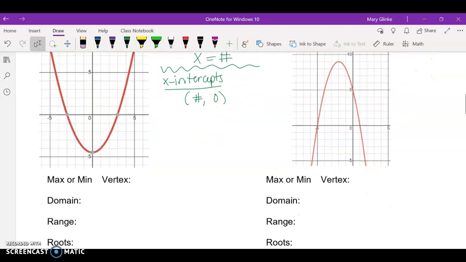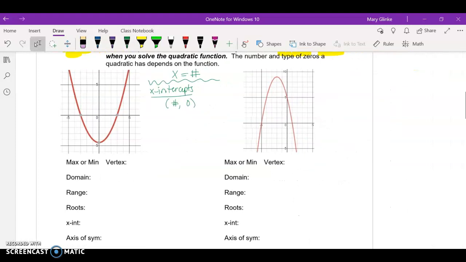So let's take a look at a couple examples here, and we're going to find all of this information based off of this graph. So for this first one on the left here, we can see the graph opens up. This point down here is the lowest point, known as your minimum. That point is your vertex. So that is at the point 0, comma, about negative 4.5. It's just an estimation at that point.